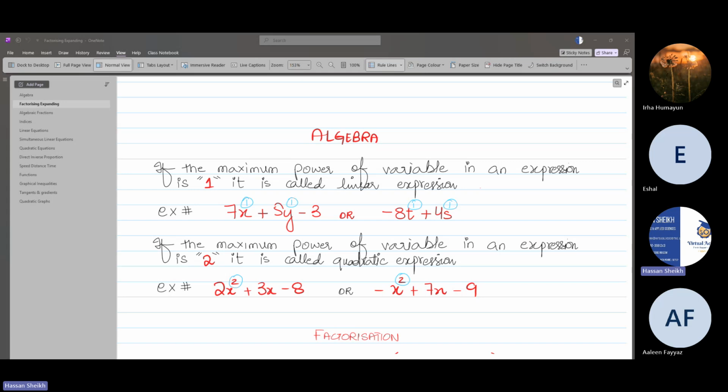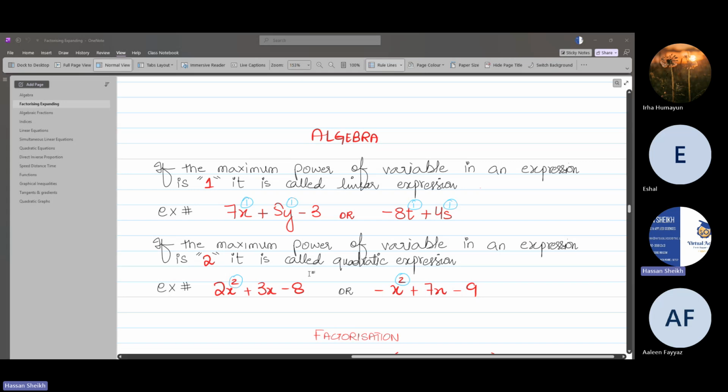So is my screen shared? Do you find 7x plus 5y minus 3 on the screen? Okay, how many variables are involved in this? 2. Very well done. Two, which ones? x and y. Okay, and tell me, is that an expression or an equation? Expression. Exactly, expression, because there is no equality sign. Very well done. And what is the maximum power of the two variables that you have mentioned?